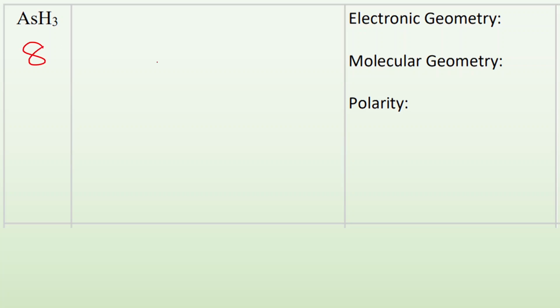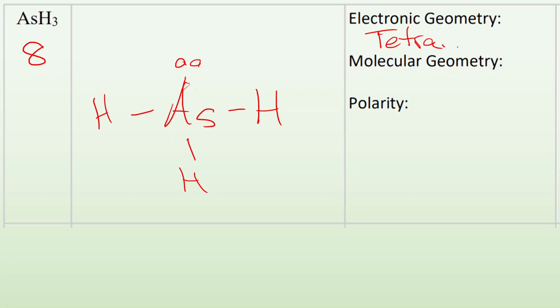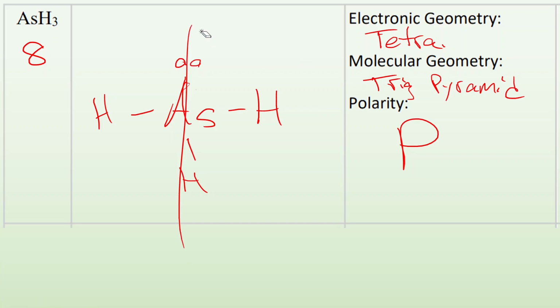AsH3 has a total of 8 valence electrons. So I put As in the middle. I draw my 3 hydrogens and bond to them. I will have placed 6 electrons. So 2 more got to go on that As in the middle. Which means its electronic geometry is going to be tetrahedral because there's 4 domains. Its molecular geometry is going to be trigonal pyramidal because of that unshared pair of electrons, which makes the polarity polar. There's only 1 line of symmetry in that Lewis structure. It's a polar molecule. These electrons are very negative, so we're going to have a negative pole up here, which means we're going to have like a positive pole down here. That's the polar molecule.